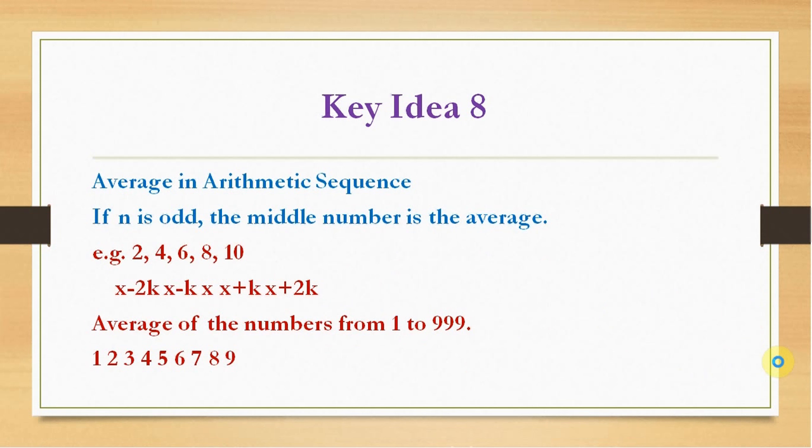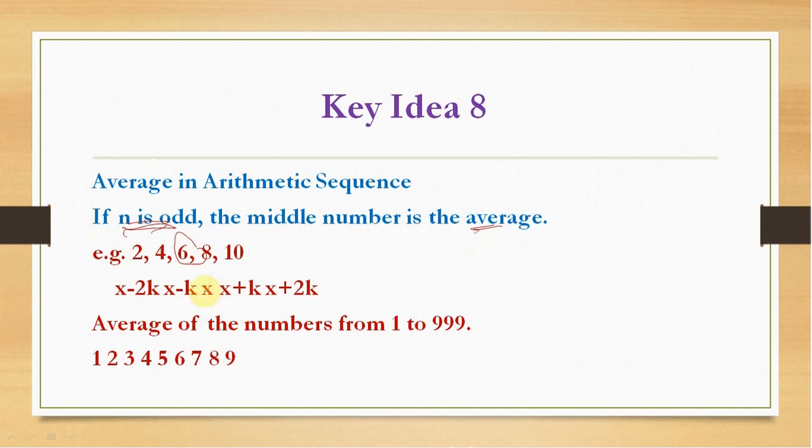Now we go to key idea 8. This is about the average of the arithmetic sequence. The calculation of average in case of arithmetic sequence is very easy. We discuss it in two cases: when there are an odd number of observations and an even number of observations. When the number of observations is odd, the middle number will be the average.